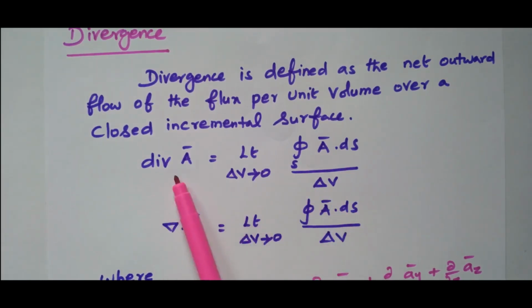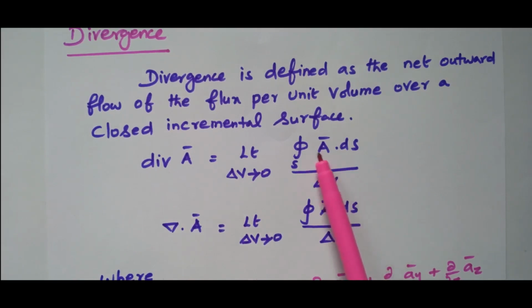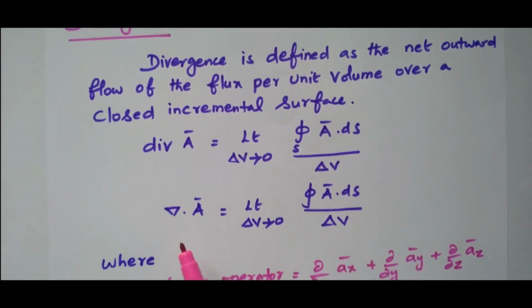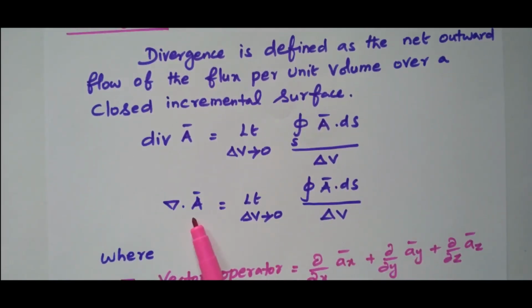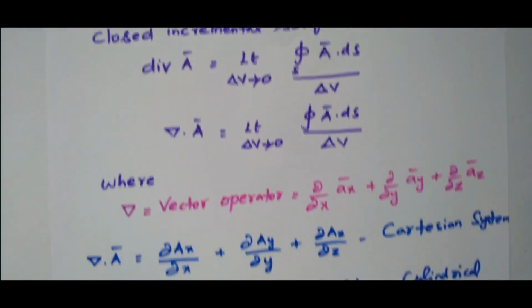Right? Divergence A equal to limit the volume tends to 0, the surface integral of A dot ds divided by dV. Net outflow of the flux per unit volume. Right? So this divergence of A can be represented as del dot A. This symbol is del. Right? So we'll go into the del operator.